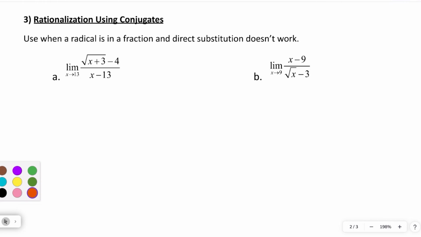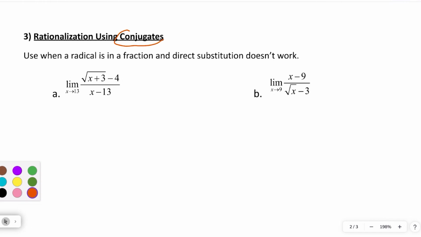I'm not going to be able to do any factoring here. I don't have a quadratic to work with or any GCFs or anything like that. So I'm going to have to do something different. I'm going to have to rationalize the radical using a conjugate.